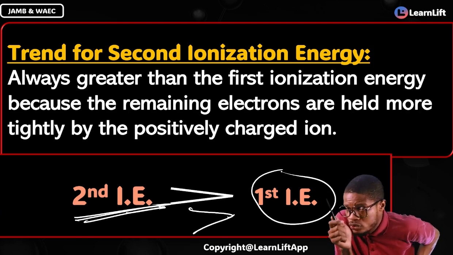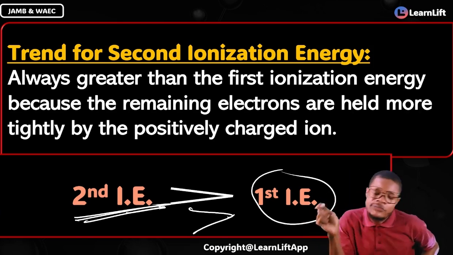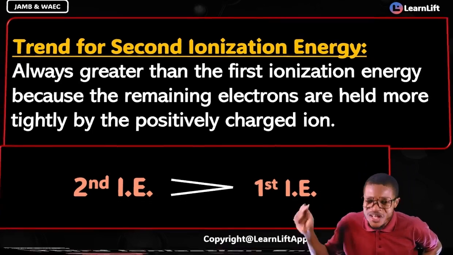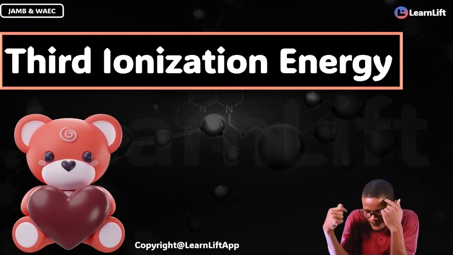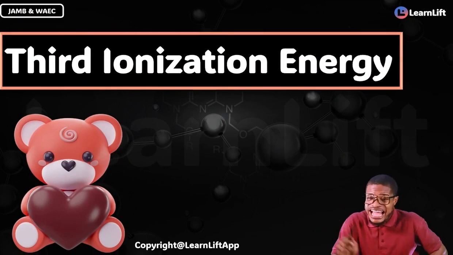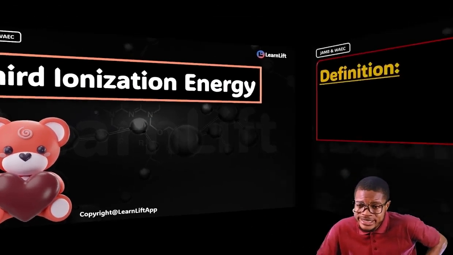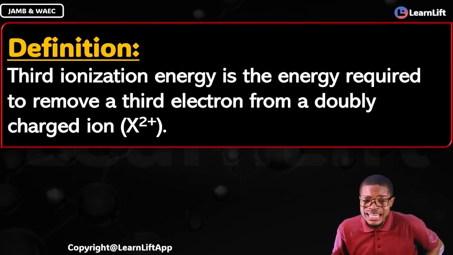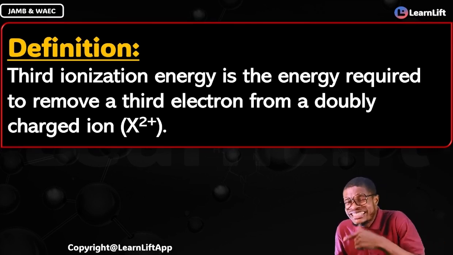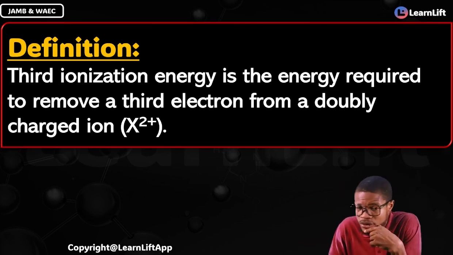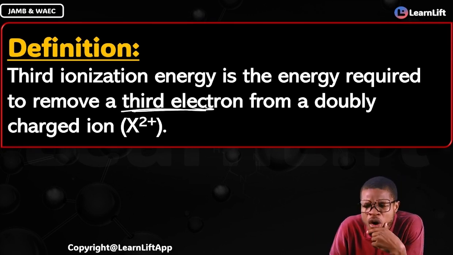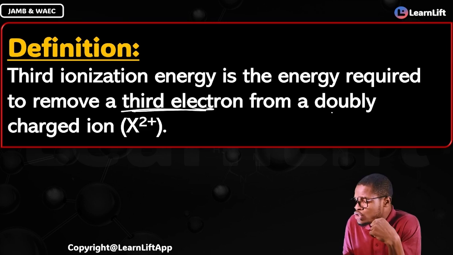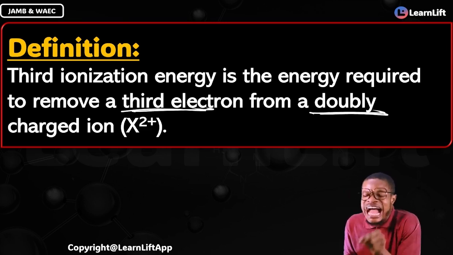This is the first thing you must hold very quickly. If you get this, you are very, very sure. The next one is your third ionization energy. Already in your mind, you should be picturing how the third ionization energy should look. The definition is very simple: third ionization energy is the energy required to remove a third electron from a doubly charged ion.